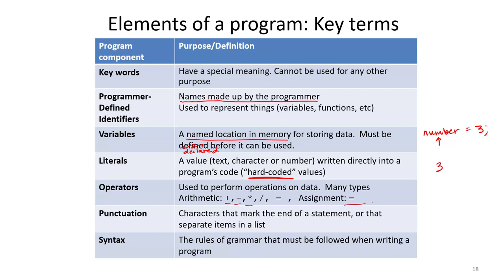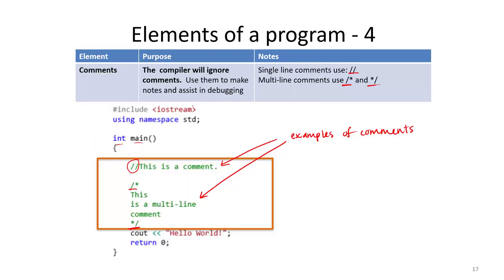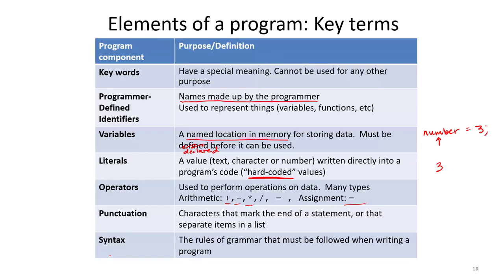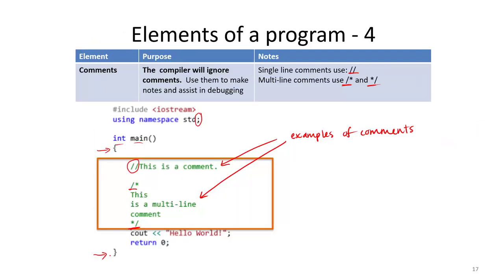Finally, last two items are punctuation and syntax. These are basically like grammar rules for our program. So punctuation are characters that are used throughout the program. For example, a semicolon, which marks the end of a statement, or braces, which enclose a function. And syntax is the general grammar rules that must be followed. So we'll see, for example, that we put one line of code or one statement per line, that we have to end every statement with a semicolon. These are examples of syntax rules.